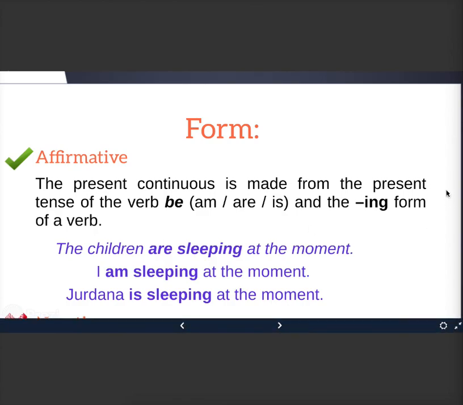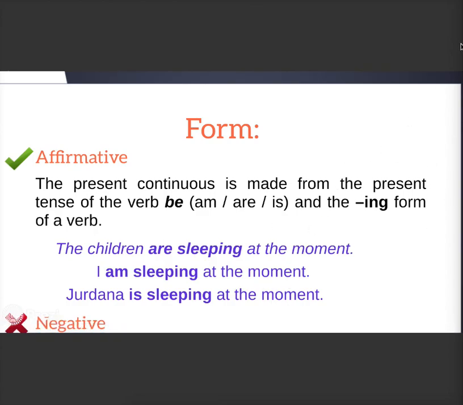Juan Camilo, can you please help me reading this part? Juan Camilo. Juan Camilo, baby, can you please help me reading this part? Affirmative. See? Yep. Form. Affirmative.